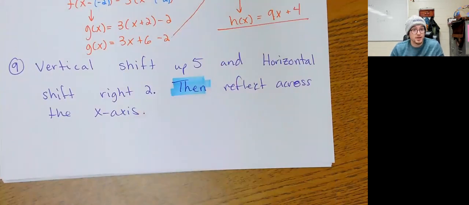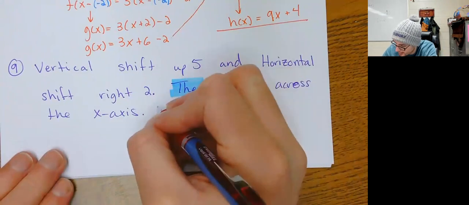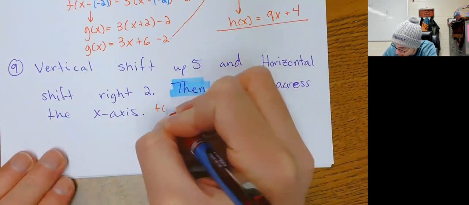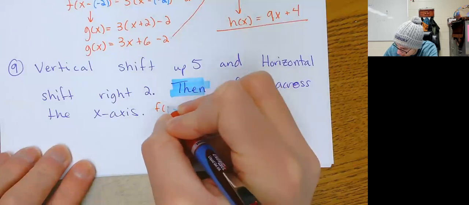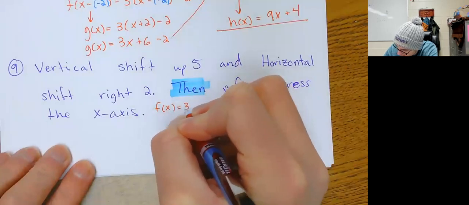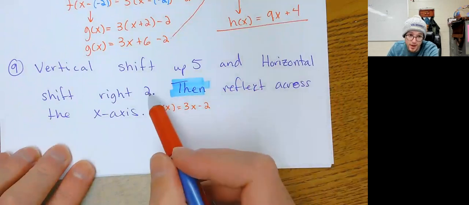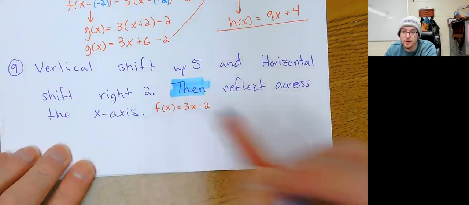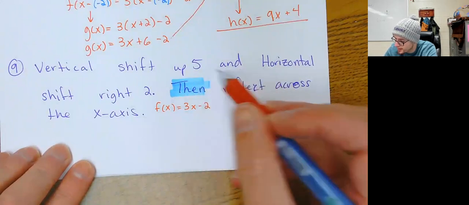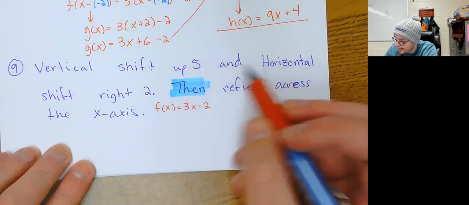I did not leave myself room for number 9. We're going to figure this out, though. I have to write a little bit smaller. So f of x equals 3x minus 2. All right, we are going to do two things, actually, and then another thing. So we are going to first do a vertical shift up 5 and right 2.